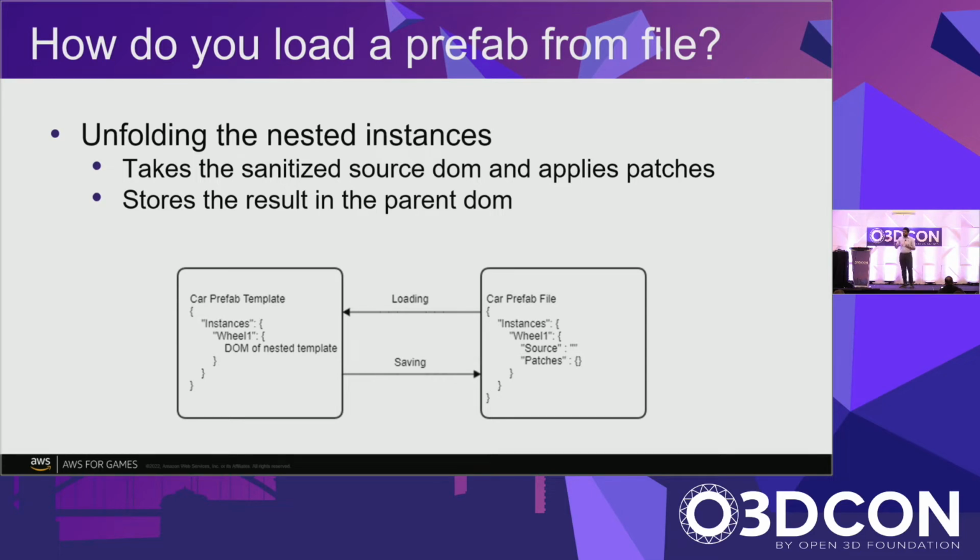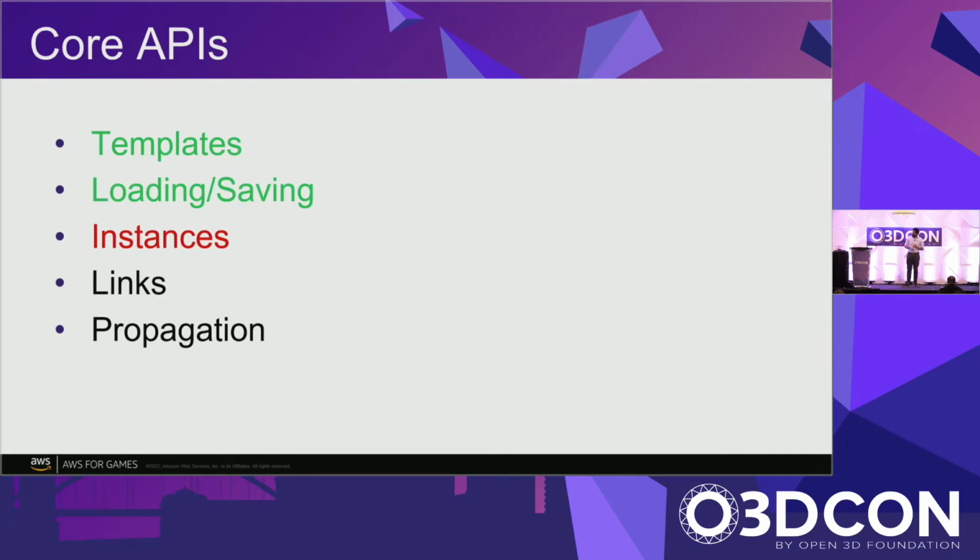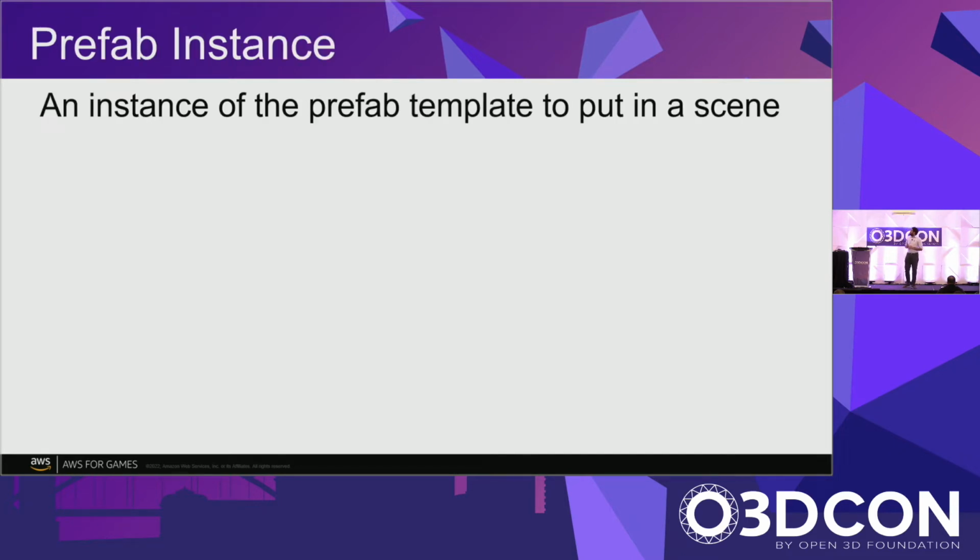Similarly, when we save the file, we don't want the templates or prefab files to look huge on disk. So we again condense the nested template into something nice and compact, which is the source path to the prefab file, and the patches to be applied on top of the prefab file. So that's what loading and saving looks like. Next, we'll be looking at prefab instances.